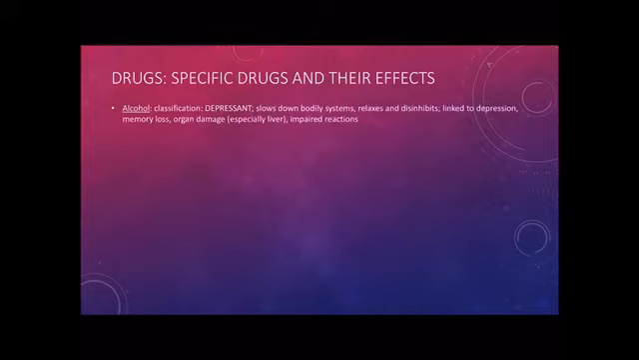Alcohol is also linked to depression, memory loss, organ damage, especially your liver, of course, and impaired reactions, impaired judgment. Mostly because it works to affect your frontal lobe, which we talked about in Chapter 2 as sort of being the center of your planning and judgment decision making.